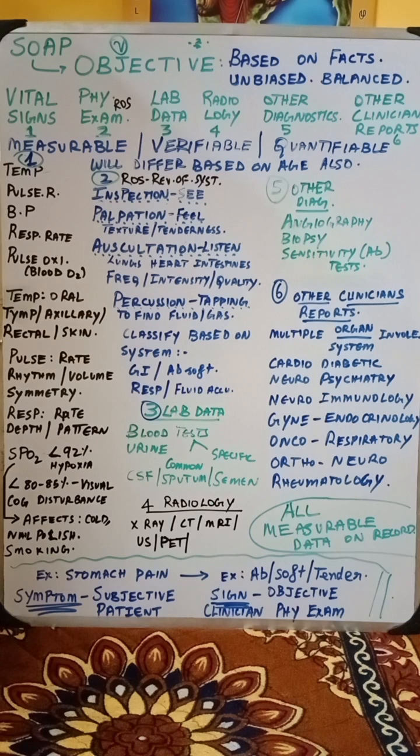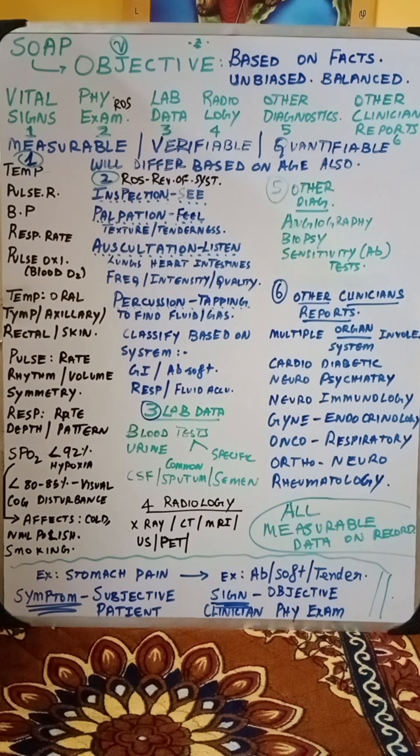And the outcomes of the review of the systems are normally mentioned system by system. It is mentioned as GI, abdomen soft; respiration, fluid accumulation may be there, like that. So it is classified based on the systems, and it is mentioned over there. The third thing, we come to the lab data.